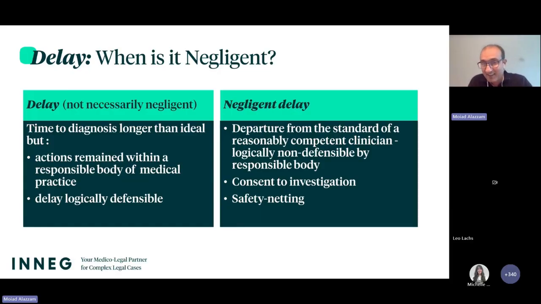However, that is still within the reasonable, within the constraints of the job, and the patient was managed according to the acceptable standard. So yes, not an ideal situation, but an acceptable one, and you will not find any responsible body saying this is wrong. It's just not ideal. Now, like we said, the negligent delay is when there is a departure from the standard of care.